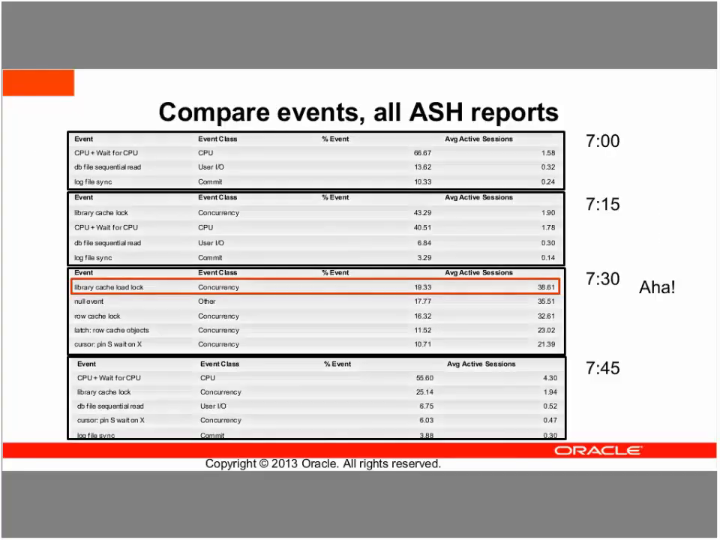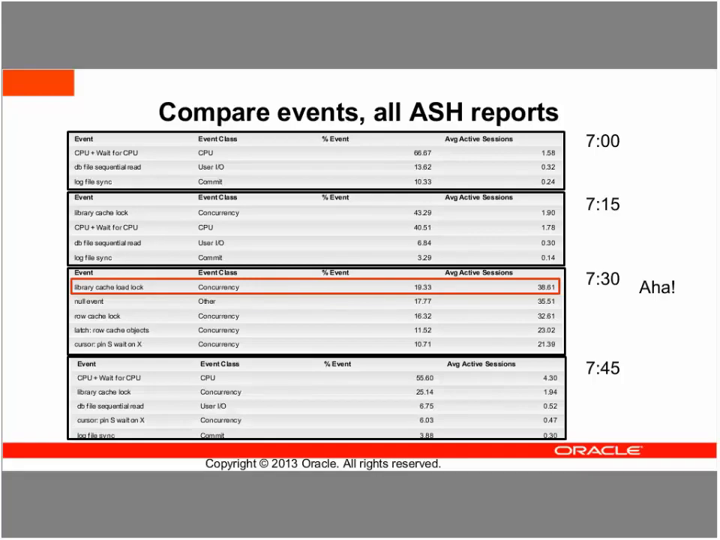And then we can look at our 4 different ASH reports. Here they are. 7 to 7:15, and then 7:15, 7:30, and so forth. If we look at our top events, we see some fairly innocuous stuff, the CPU and DB file sequential read at the first one. Average active sessions are pretty low. And then we see library cache lock shows up.